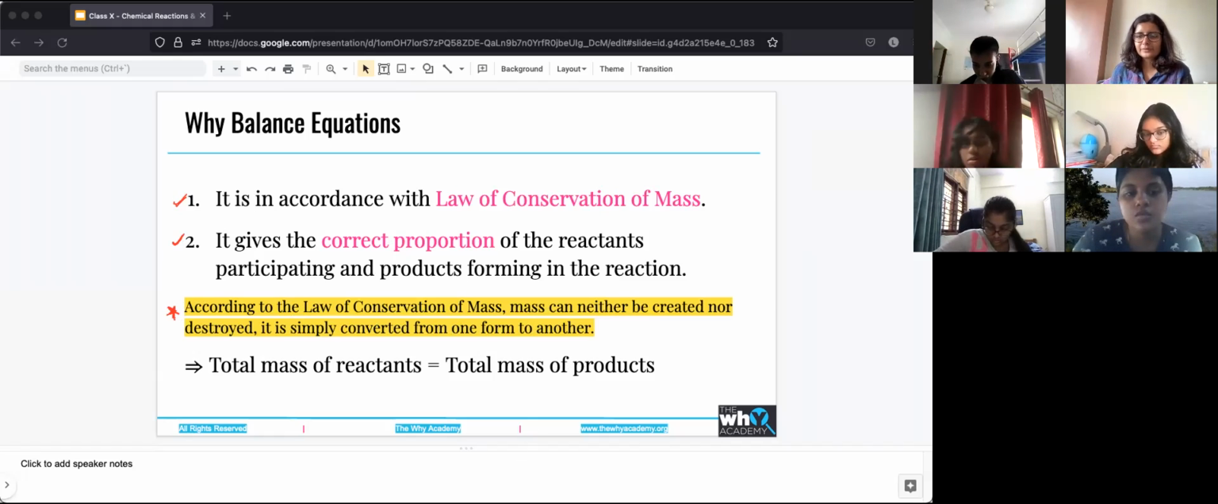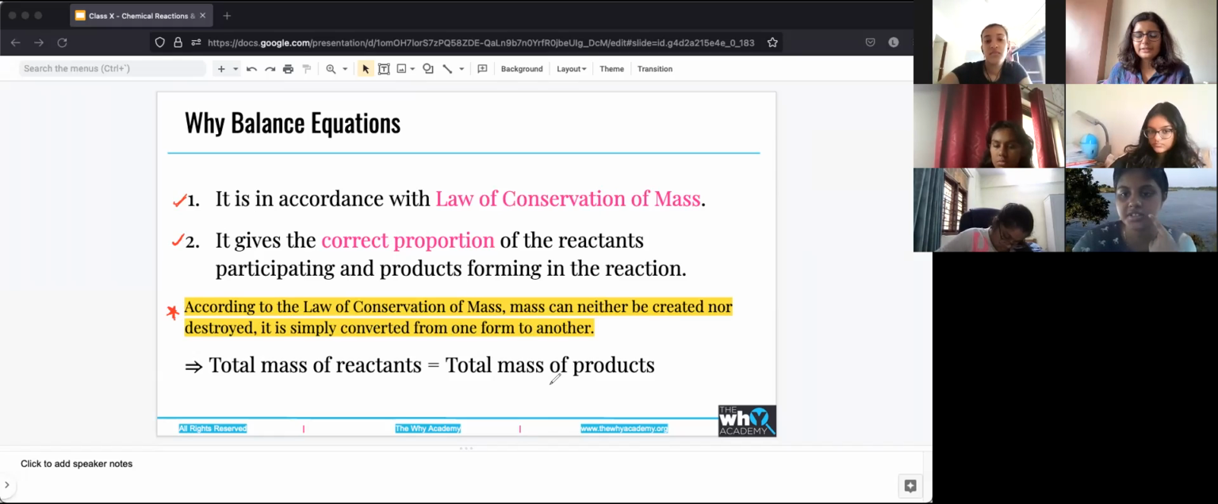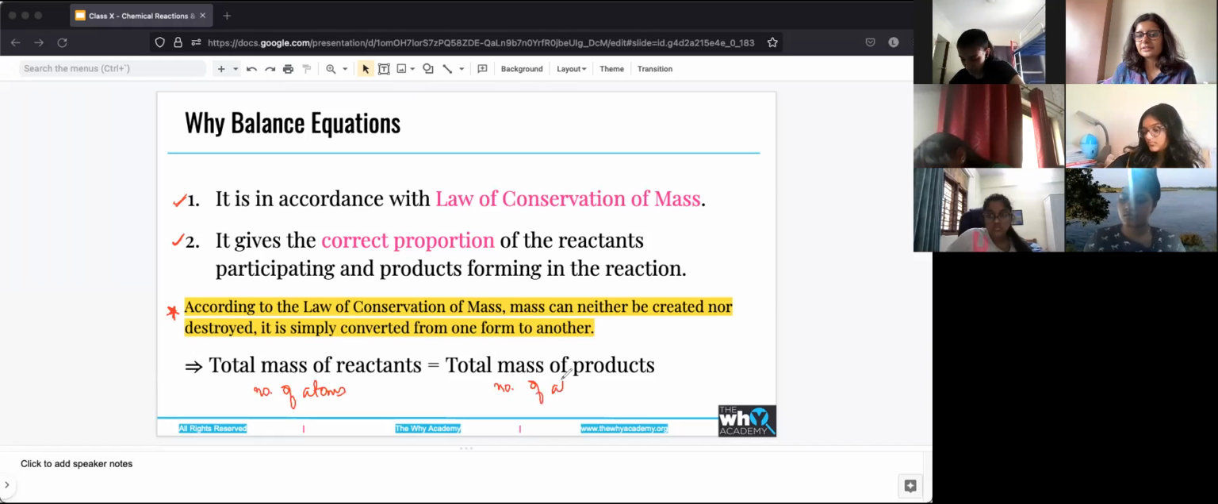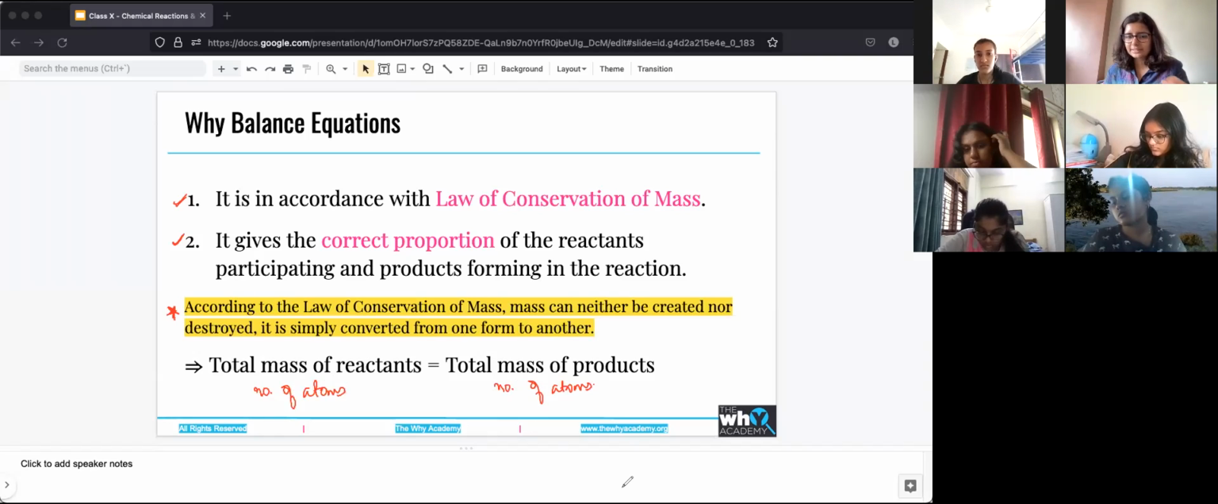Ma'am, the fourth point, total mass of reactants is equal to total mass of products. Is that a formula that we have to use in some of the problems? You won't have any numericals here, but this is what you will use in balancing. Instead of mass, a shortcut way you use when you're balancing is that the total number of atoms of reactants will be equal to the total number of atoms on the product side. It'll get clearer when we keep doing more examples.